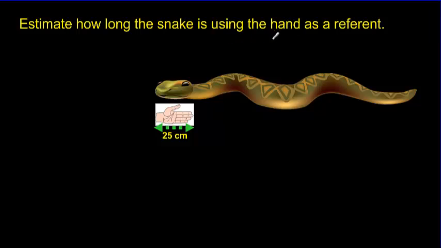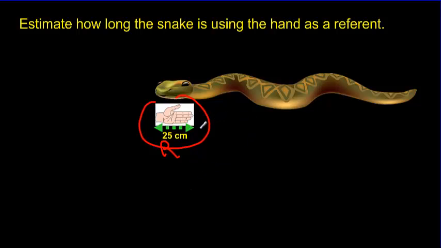Estimate how long the snake is using the hand as a referent. Okay, so here's a hand. The hand is 25 centimeters long. Here's the snake. How long is the snake using this as your referent? Go ahead and pause the video. We'll be back in a minute.